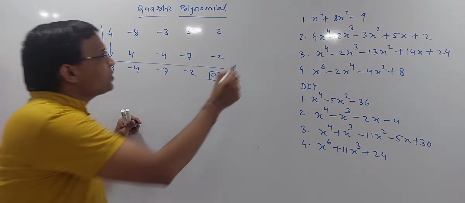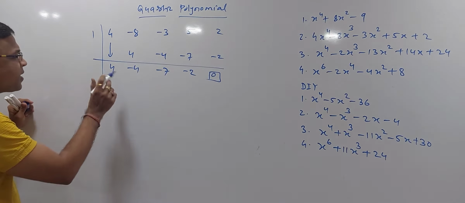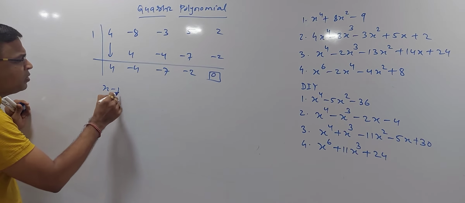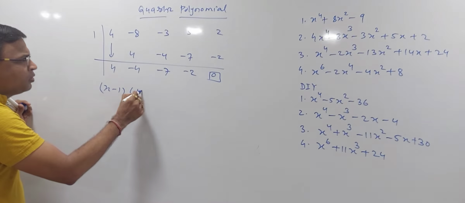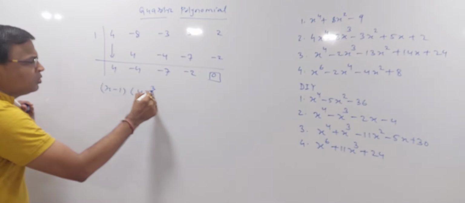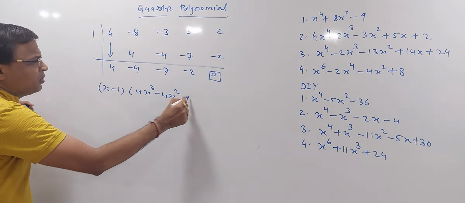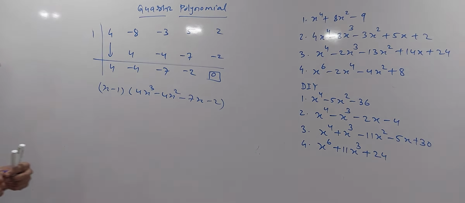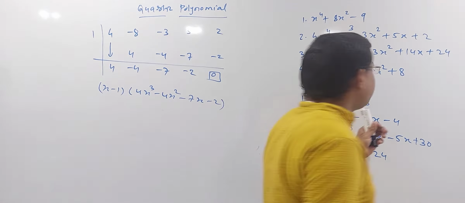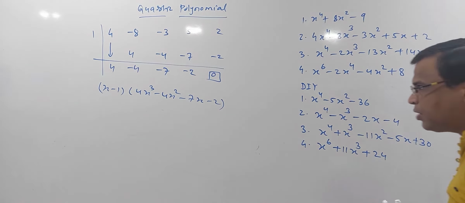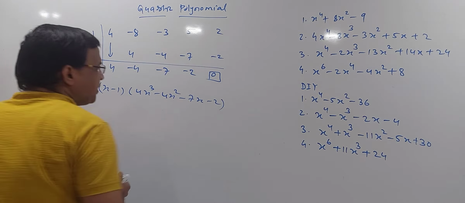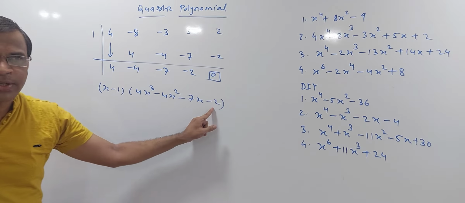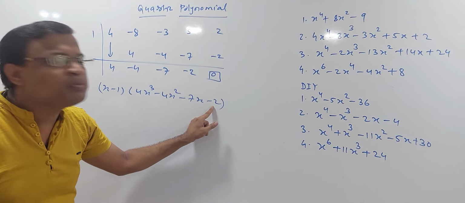Fine. So in this second question, I got one factor as x minus 1 and the other will be 4x cube minus 4x square minus 7x minus 2. Like this we can get. Now we know the rational root theorem: we can look at the factors of the constant term and just try them. 1 and minus 1 we have checked.